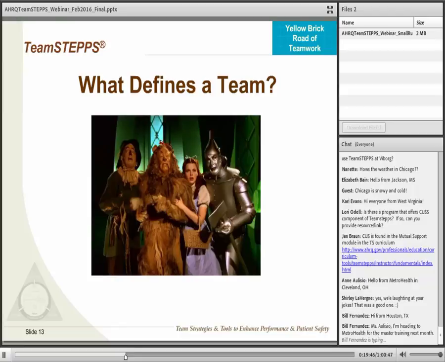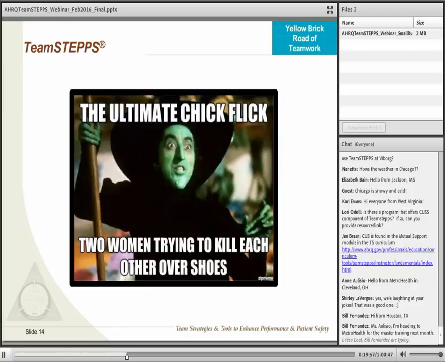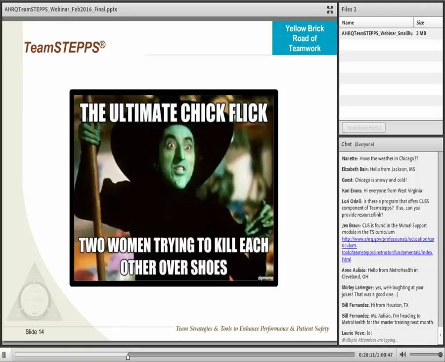I had somebody say, really, is the movie about getting Dorothy home? I want to tell you that I really think this movie is actually the ultimate chick flick, about two women trying to kill each other over shoes. So, I'm envisioning all of you laughing hysterically at that joke. I do use that slide in the presentation, but for the interest of time, I will move on.